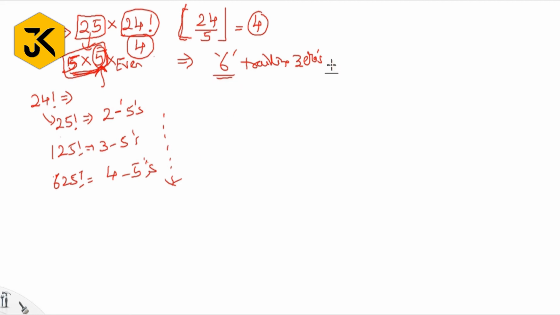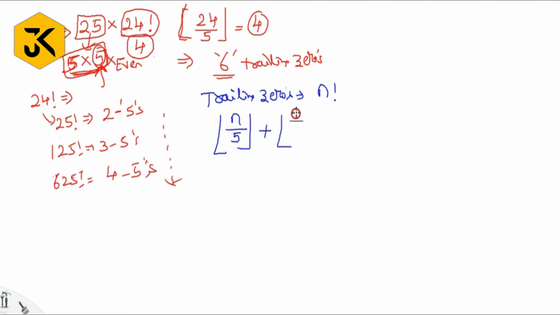So if I generalize this, if I want to find the total number of trailing zeros for a given n factorial, what you are going to do is floor of n by 5 plus floor of n by 5 square plus floor of n by 5 cube, and so on and so on.